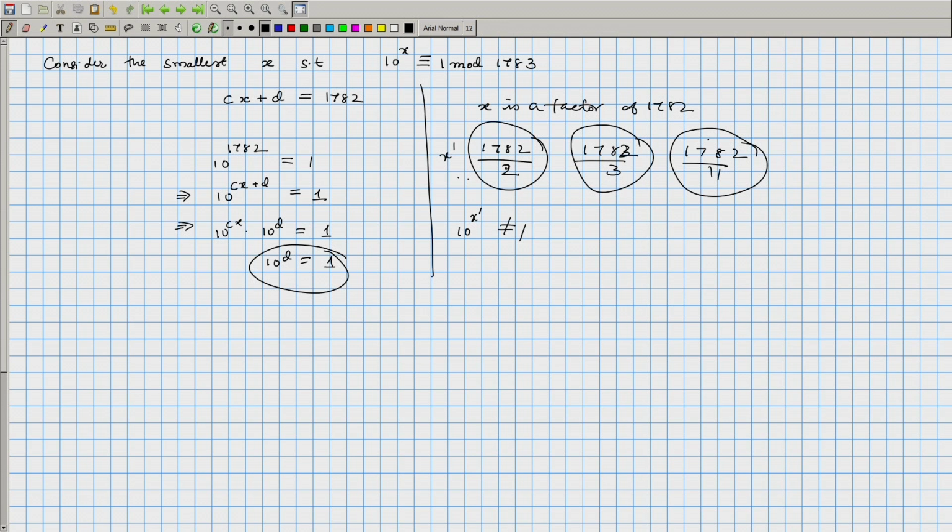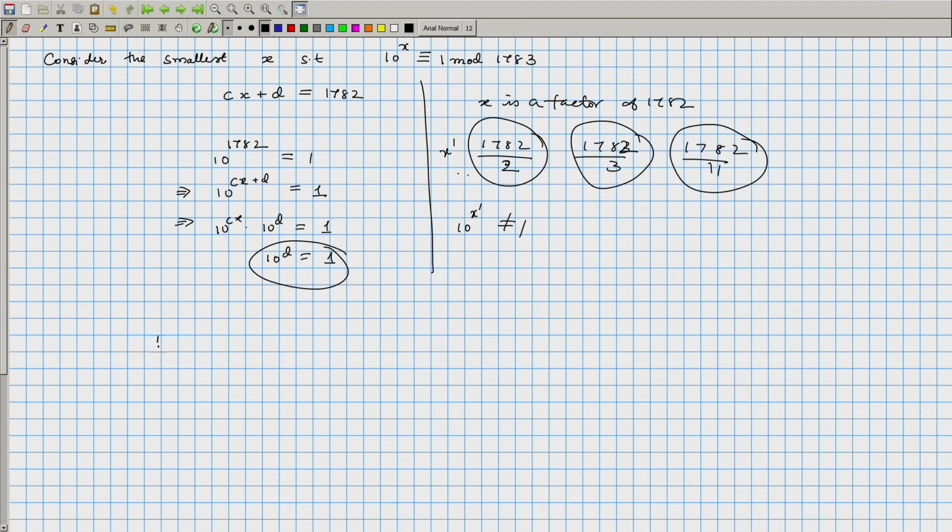So, if none of them gives 1 when 10 is raised to those powers, we can guarantee that none of the smaller factors would be giving 1. So if you verify for these, then none of the smaller factors are going to matter. That is basically the proof. So, in order to check that 10 to the power x is not equal to 1 mod 1783, we need to check only for 3 numbers, namely 1782 by 2, 1782 by 3 and 1782 by 11.